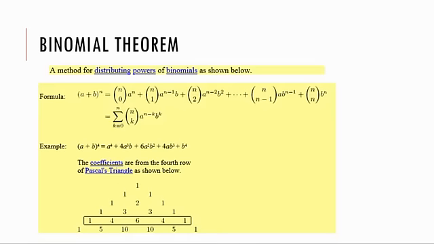The binomial theorem is a method for distributing powers of binomials. So when you have a binomial that is multiplied a certain number of times, like you can see down here in this example, a plus b to the fourth, there's a certain pattern for what the terms of that expansion are going to be, or what it's going to look like.